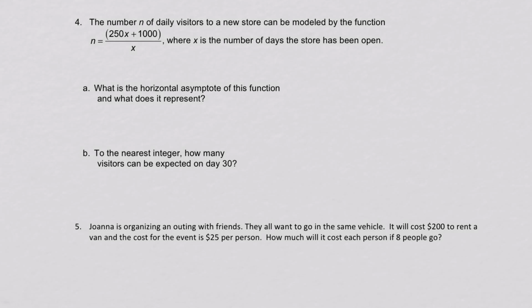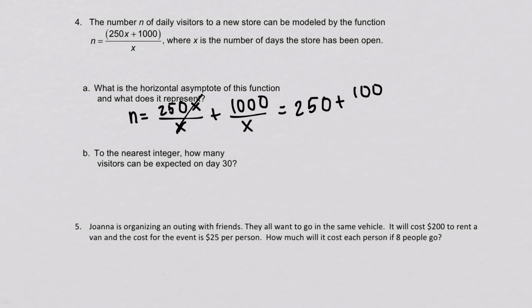Okay, so horizontal asymptote. What I'm going to do first is rewrite this function. N equals 250x over x plus 1,000 over x. I can do that, right? Basically separated the two terms in the numerator all over the same denominator. And what that means is that cancels the x, so what I get is actually 250 plus 1,000 over x, which now I'm going to switch around and write as 1,000 over x plus 250.